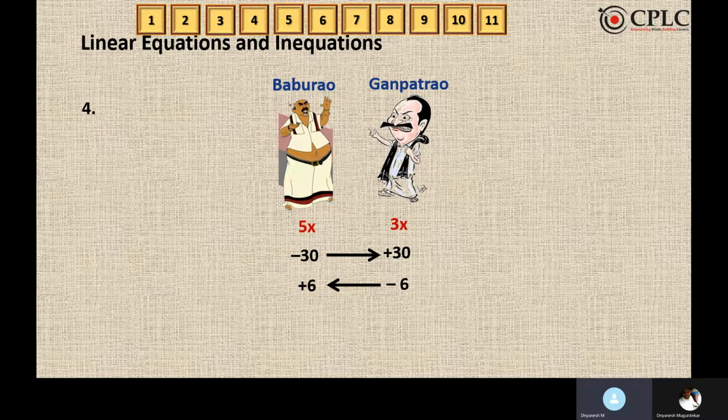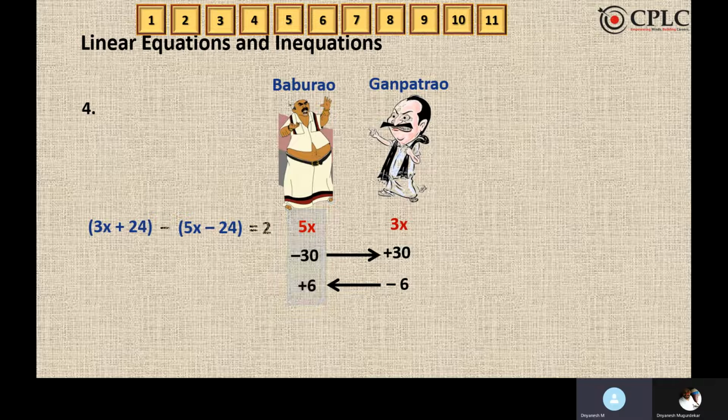So Ganpat Rao's total votes minus Babu Rao's total votes, the difference has to be equal to 2. This is a very, very important interpretation of that statement that you should realize in terms of forming the equation so that you can solve that. So if I do the total, Ganpat Rao is 3x plus 30 minus 6, which is 3x plus 24. For Babu Rao, it is 5x minus 24.